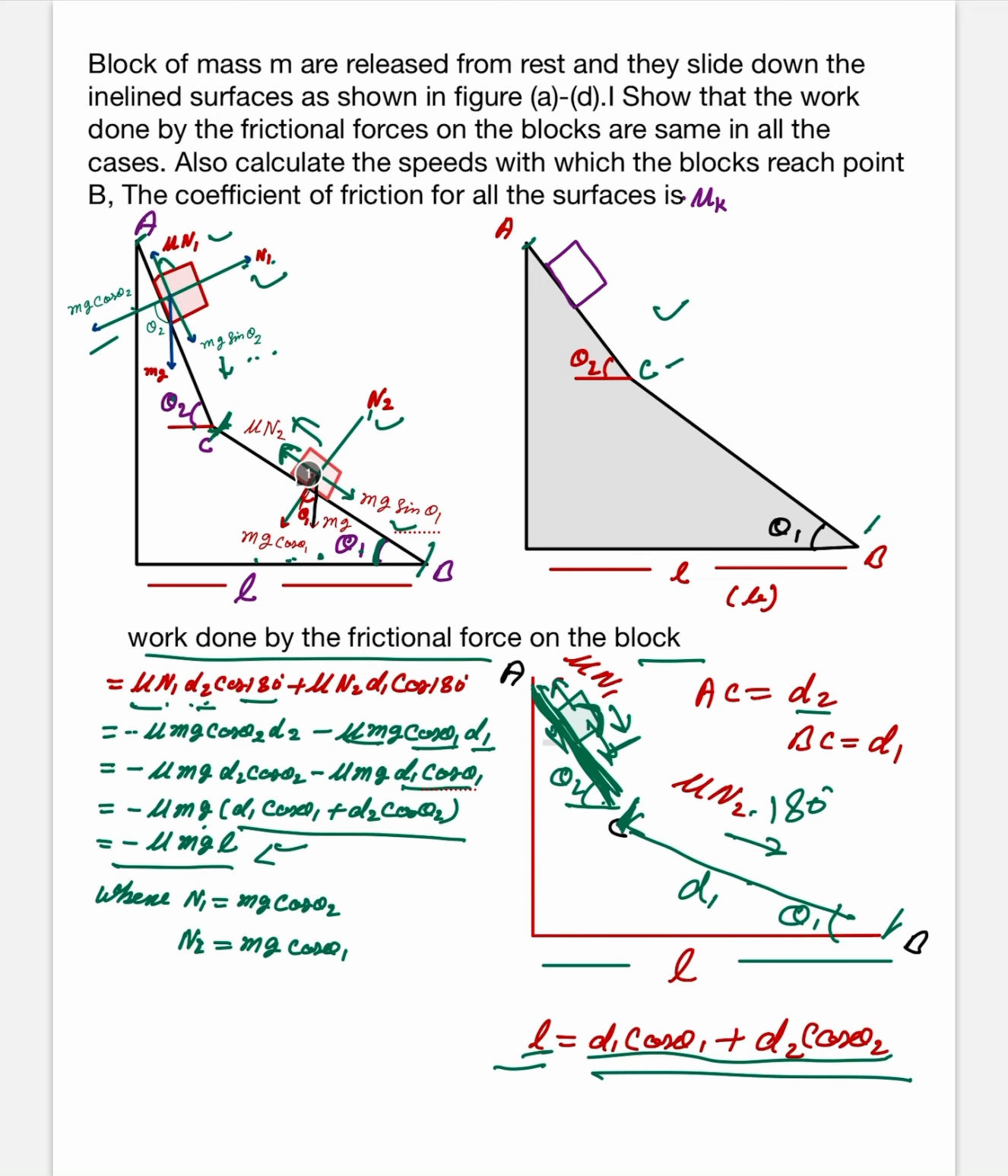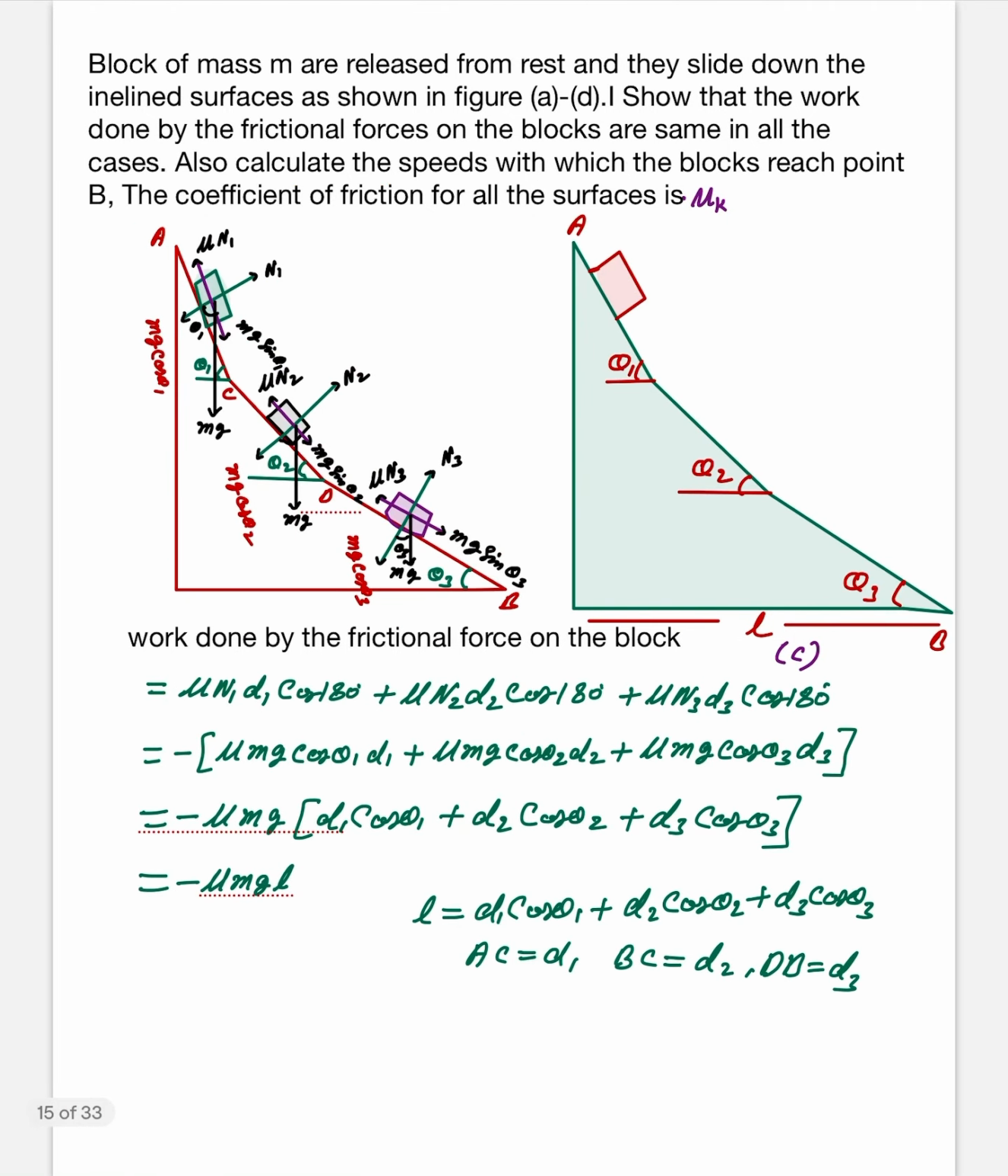Okay, now we have discussed case third. Case third, this one. You focus on that one. In this duration N1, frictional force here. If N2, frictional force here. If N3, this frictional force here. So work done by frictional force on the block is written as mu1 into N1 into, what about this distance? This is D1, here D2, and here D3.